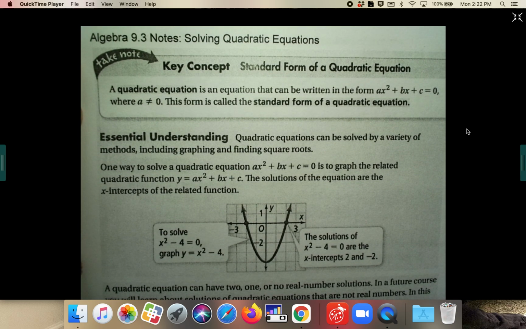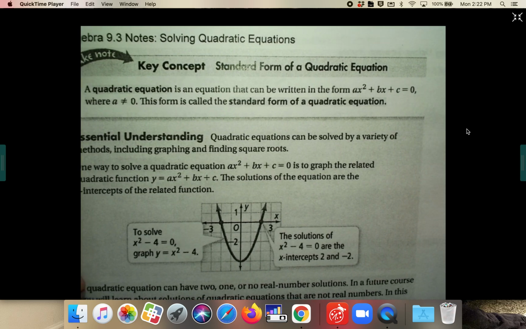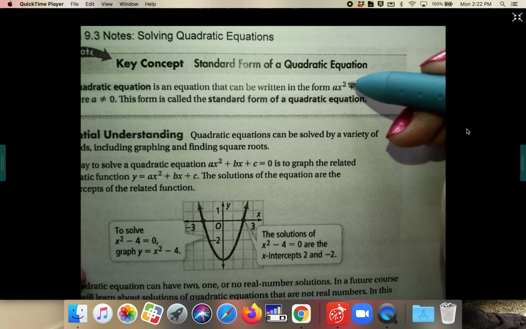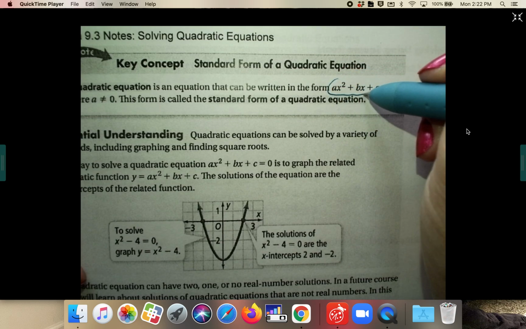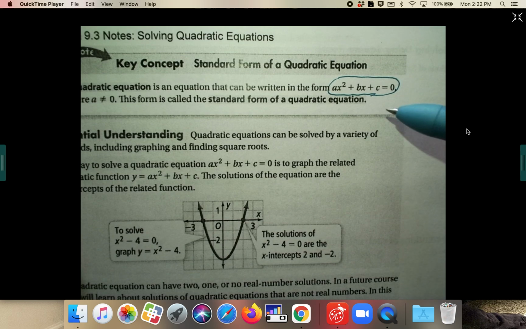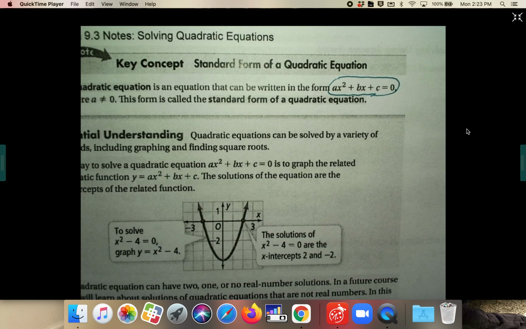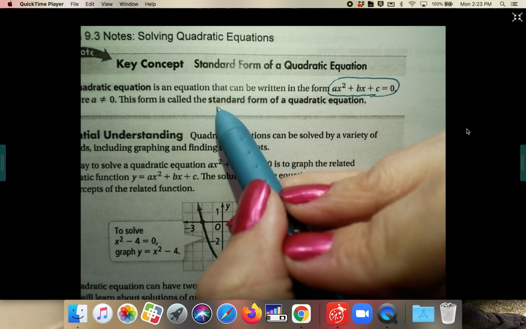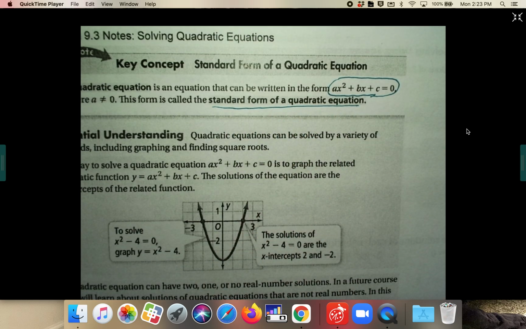Okay, for 9.3, we are going to be solving quadratic equations today. So we know that a quadratic equation is set up ax squared plus bx plus c, and if it is set equal to 0, you can actually solve it just like you would an equation. Anytime it's written like this, that is called standard form of a quadratic equation.